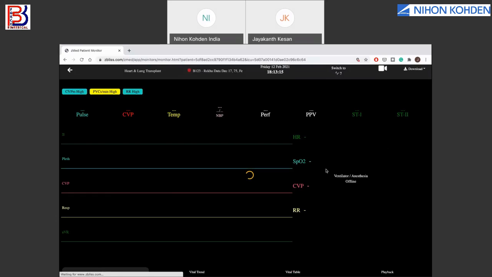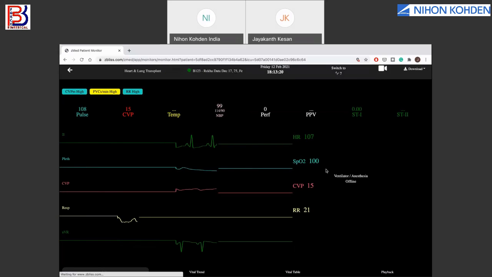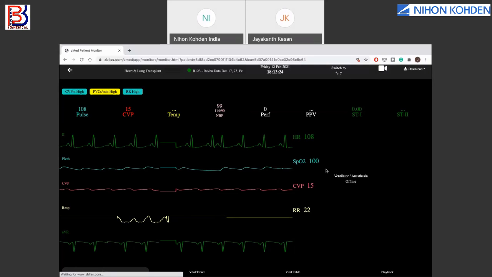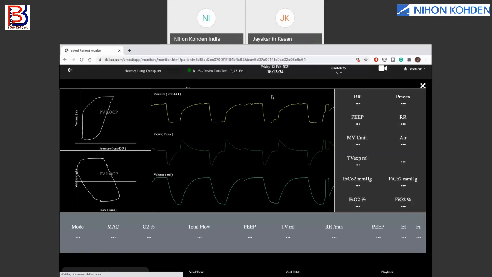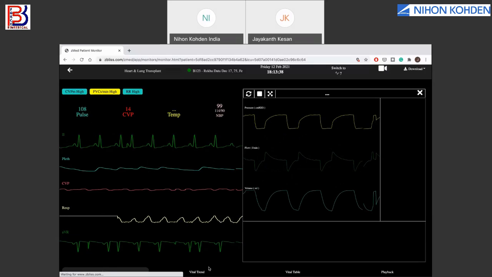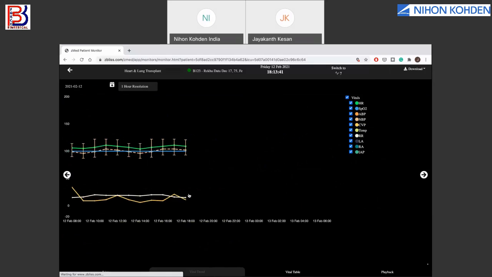So I'm just using my computer from a remote location. I could see the live data, not just the vitals, but also the waveforms, alarms, and other things. I can also see the ventilator data, ventilator waveforms with pressure volume loop and all other things. And I will be able to see the trend of the vitals up to a minute resolution, and I can zoom in, zoom out.